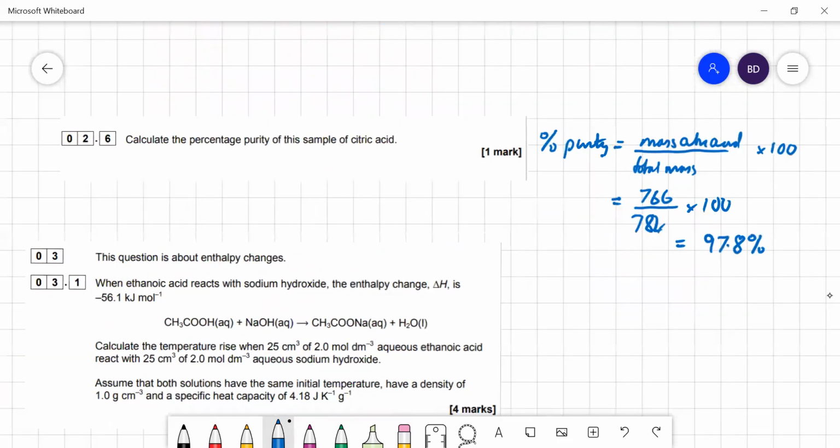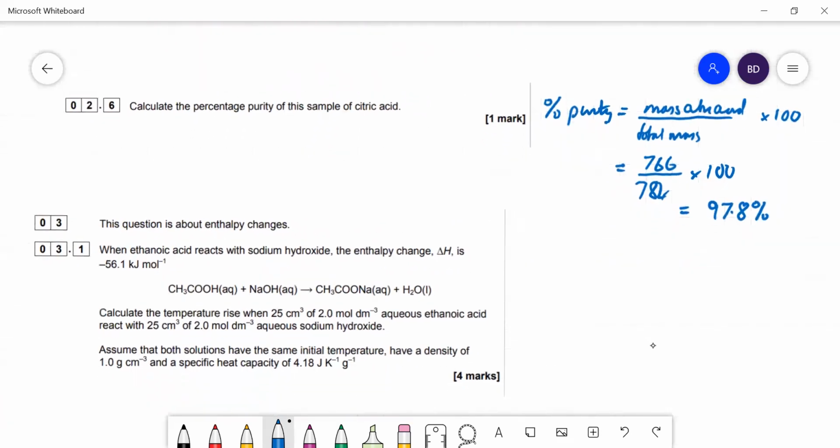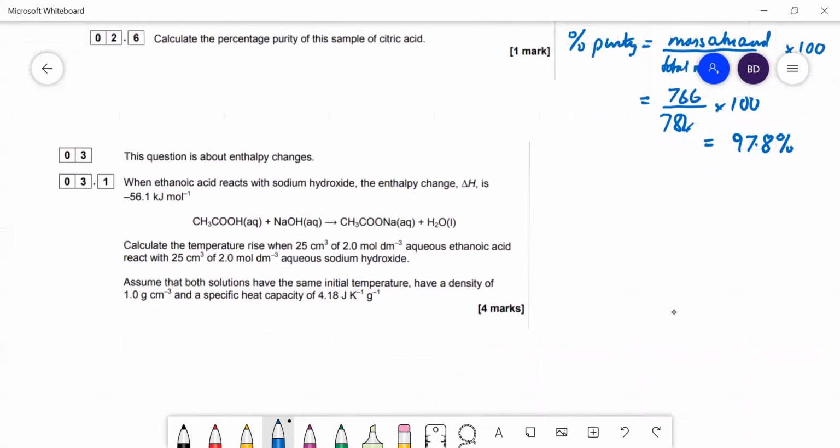Okay, so question 3, about enthalpy changes. Ethanoic acid reacts with sodium hydroxide. There's the reaction, and the enthalpy change, delta H, is minus 56.1 kilojoules per mole. Well, that will be per mole of the acid and the NaOH because it's a 1-to-1 ratio.